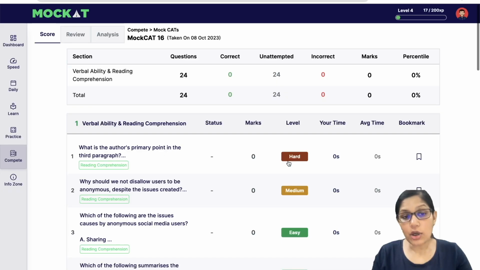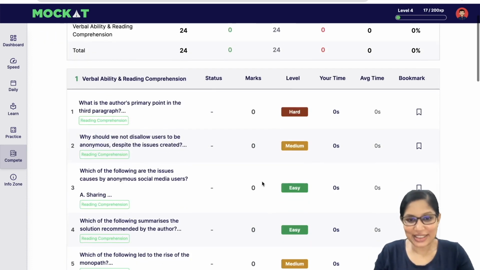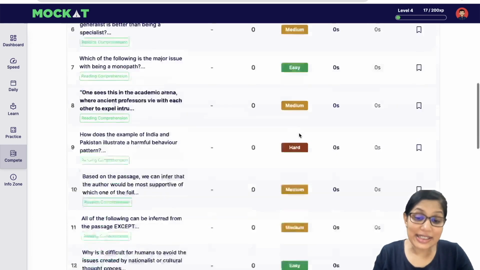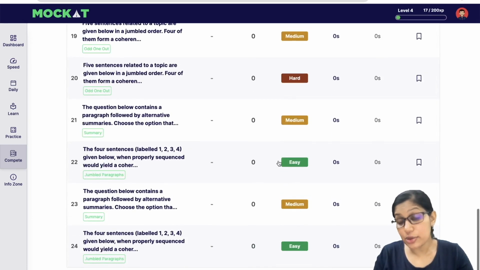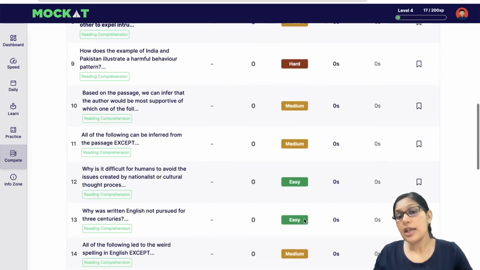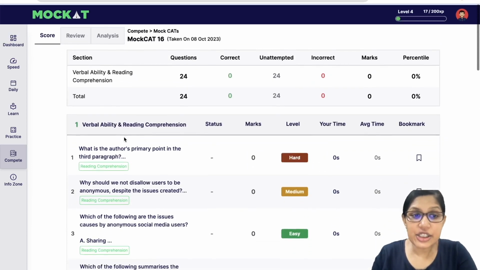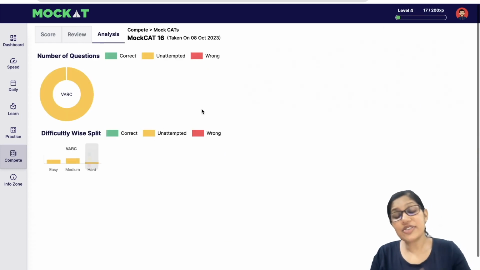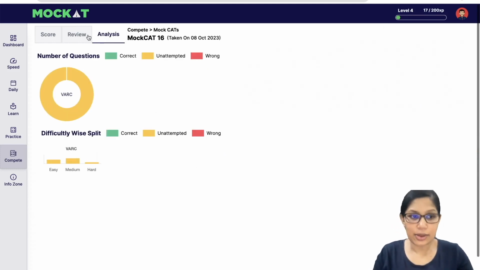So when you take a mock, you will actually get a lot of details. How many questions you've attempted, how much time you've taken. Now this is our dummy, so we've not really attempted any questions. But in your case, you will get all the details. So you'll know, have you missed out on some easy questions, where there may be some easy questions towards the end, which you missed out, and then you need to work on your strategy. You'll be able to review it in detail. You'll have the video solutions, a lot of stuff on the analysis front, which will be there.